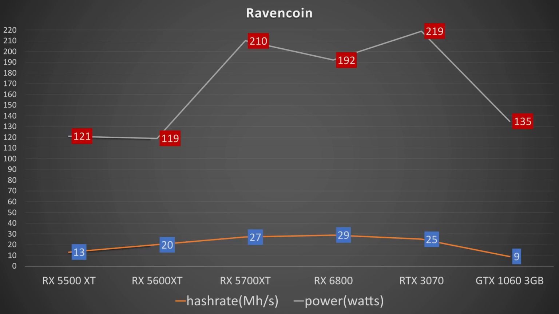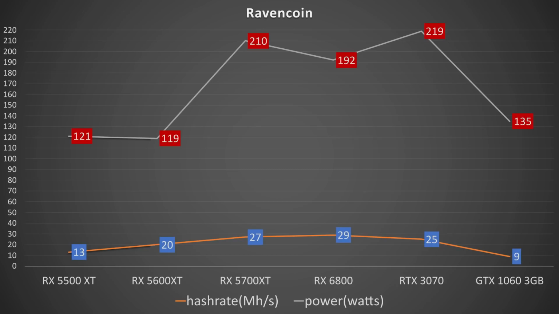On the 5700 XT we have 27 megahash a second at 210 watts. On the RX 6800, as you can see here, we have 29 megahash a second at 192 watts. The RTX 3070 comes in at 25 megahash a second with 219 watts. And finally, the GTX 1063 gigabyte, which is the only other card that I have currently testing, at 9 megahash a second at 135 watts.